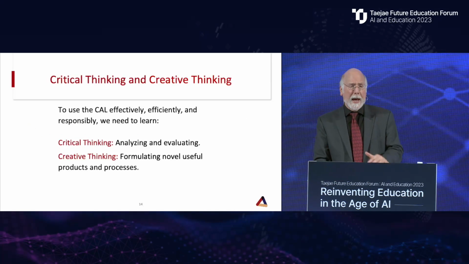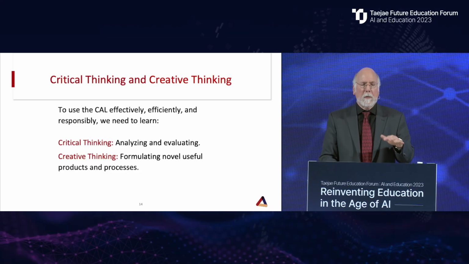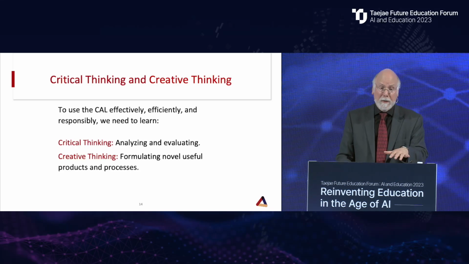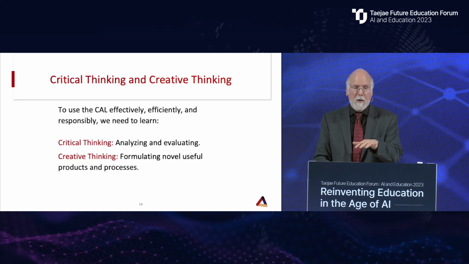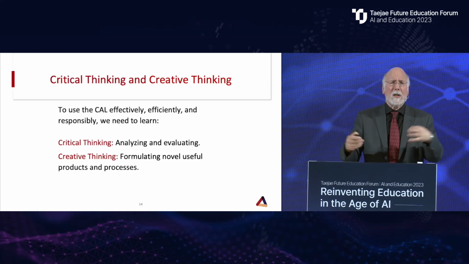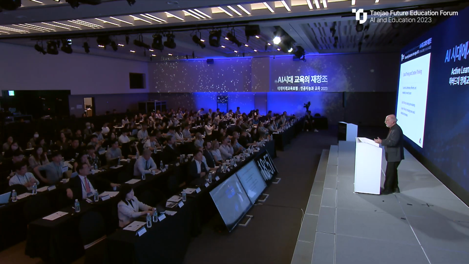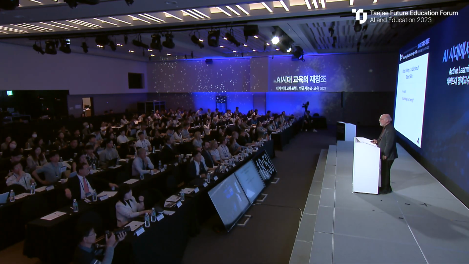To use the CAL effectively, efficiently and responsibly, we need to learn critical thinking, by which I mean analyzing and evaluating, and creative thinking, by which I mean formulating novel, useful products and processes. So it's not just something new. It's got to be something new that's useful, product and process. Critical thinking, creative thinking.